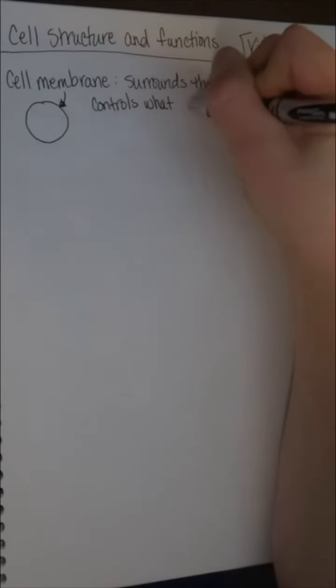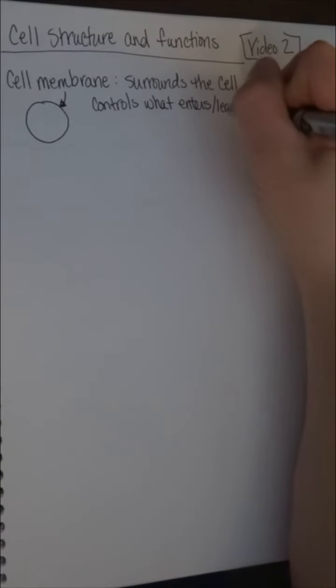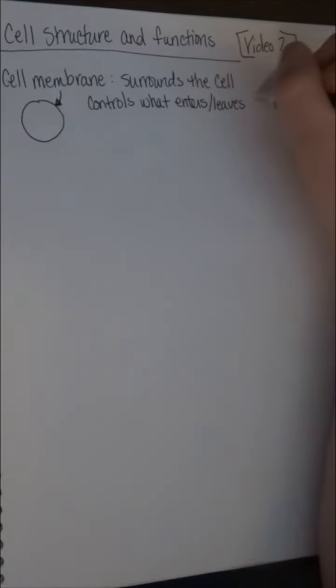Now, what else does it do? It doesn't just surround the cell. It also has a purpose. And that purpose is what we call homeostasis, maintaining that homeostasis of our cell. So it actually controls what goes in and what goes out of the cell. So it is a huge control system for our cells. So this controls what enters. This controls what leaves the cell.